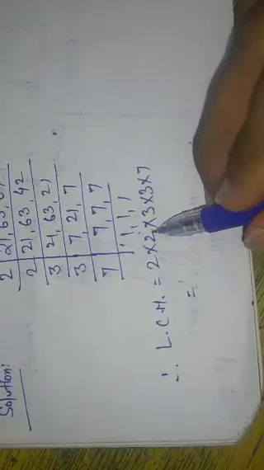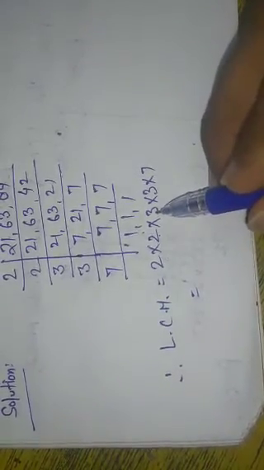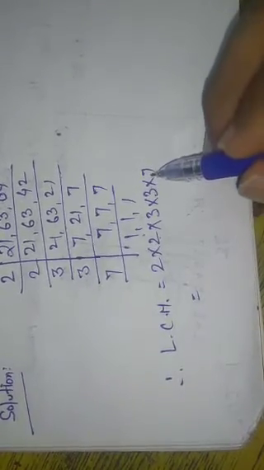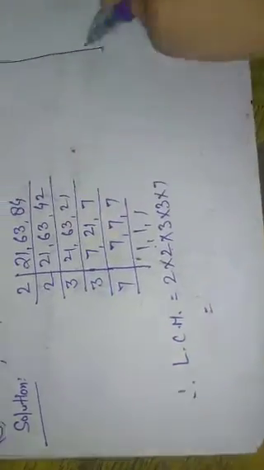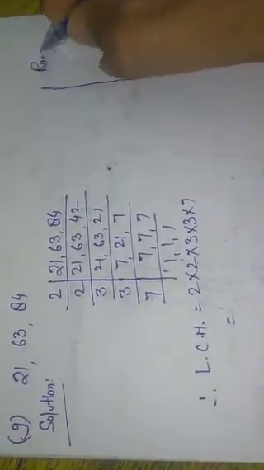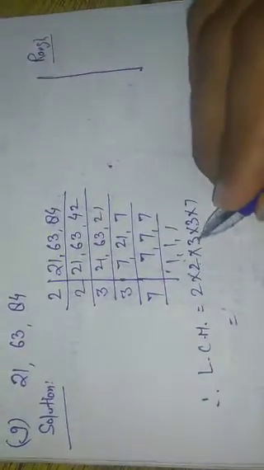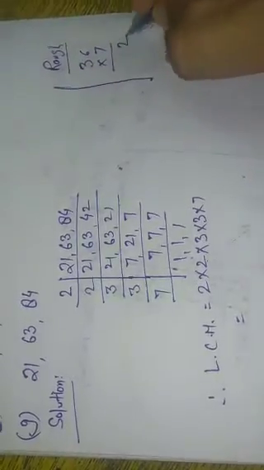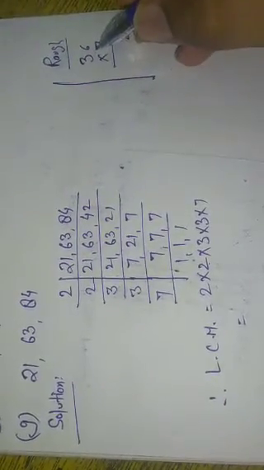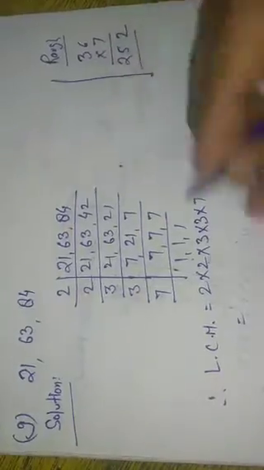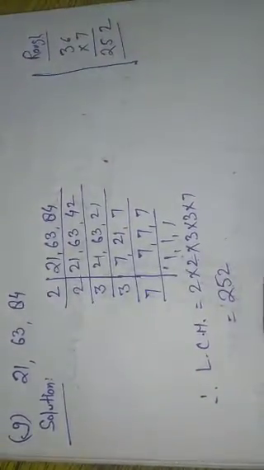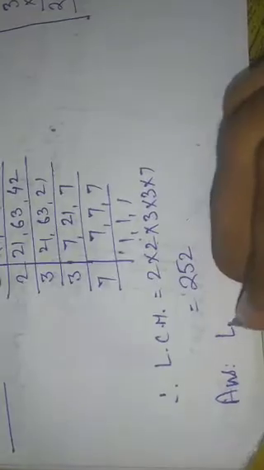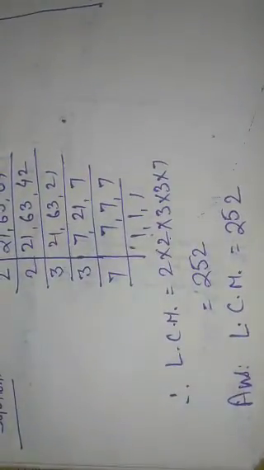Okay, therefore LCM is equal to 2 into 2 into 3 into 3 into 7. So you can multiply it. 2 2s are 4, 4 3s are 12, 12 3s are 36, 36 7s are. Okay, so the table you do not know, you should multiply it. 2 2s are 4, 4 3s are 12, 12 3s are 36, 36 into 7, 7 6s are 42, 7 3s are 21, 21 and 4 is 25. So your LCM is 252. So you will write the answer LCM is equal to 252. Clear students? Any doubt?